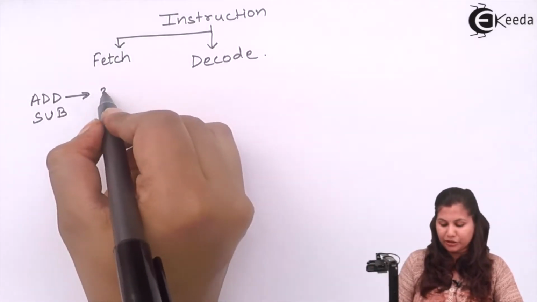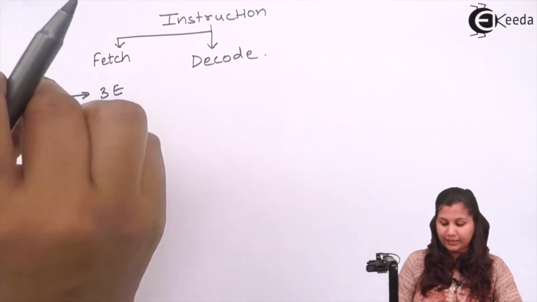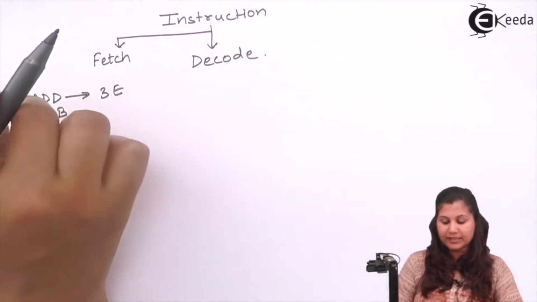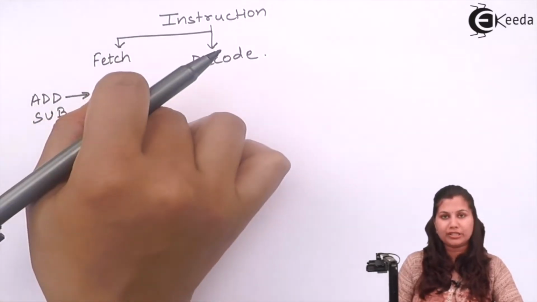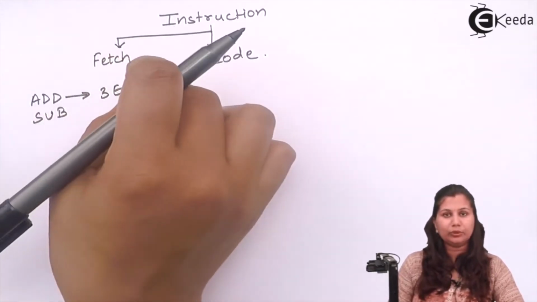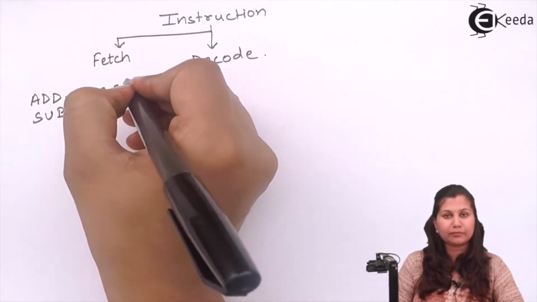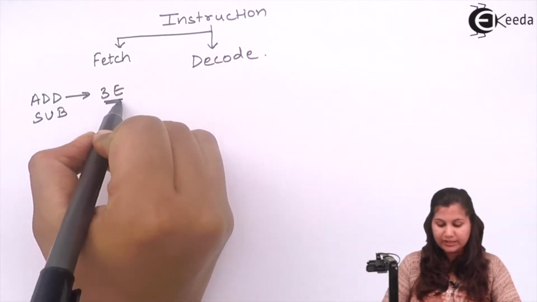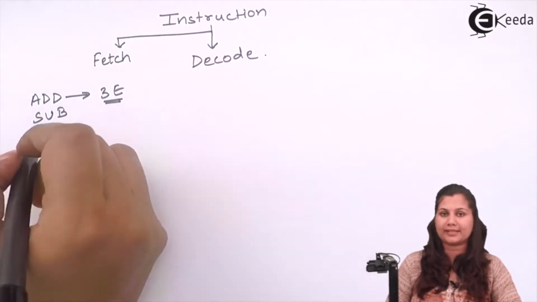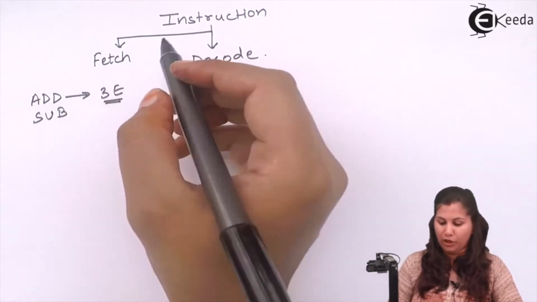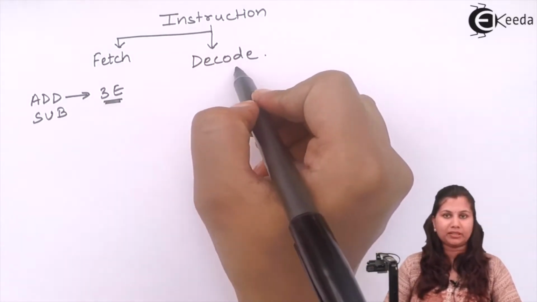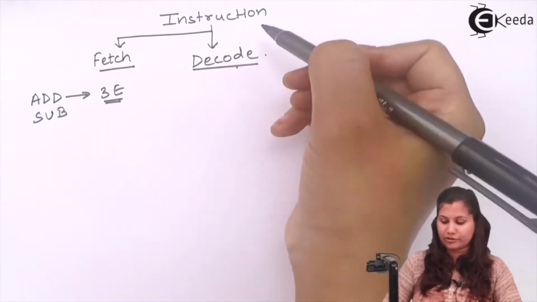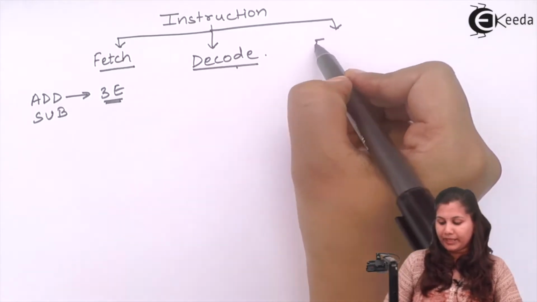Like if its machine code is 3e, then this decoding is converting the assembly language into machine language. It is converting every opcode into its machine code, and then the microprocessor will understand that this 3e means addition, and the microprocessor has to perform the addition operation. So the second thing a microprocessor does, first it fetches that instruction, then decodes that instruction, and then it will execute that instruction.